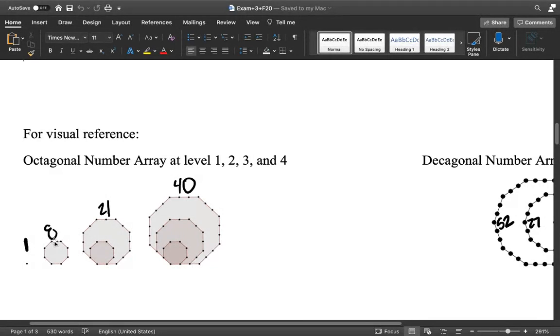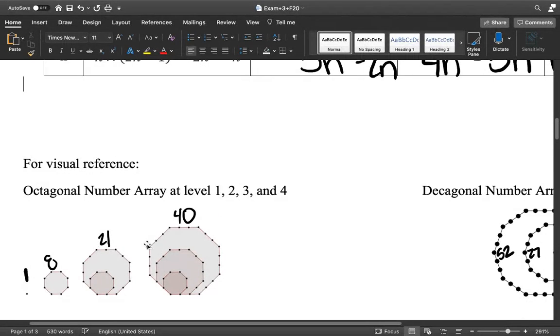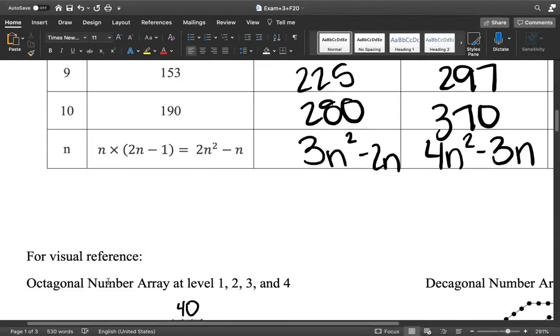And so for level 2, I found for octagonal to be 8. For level 3, I found it to be 21. And at level 4, I found it to be 40. We would just use the overlapped plus however many dots was left. But we would not count those more than once. So we would only count them one time.